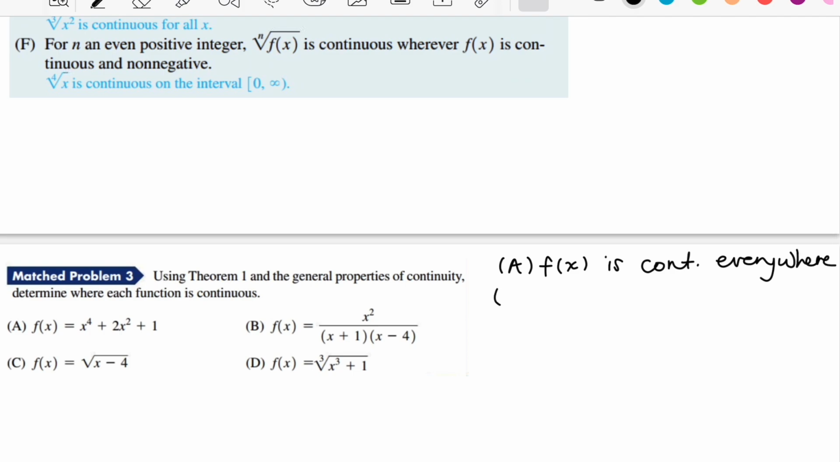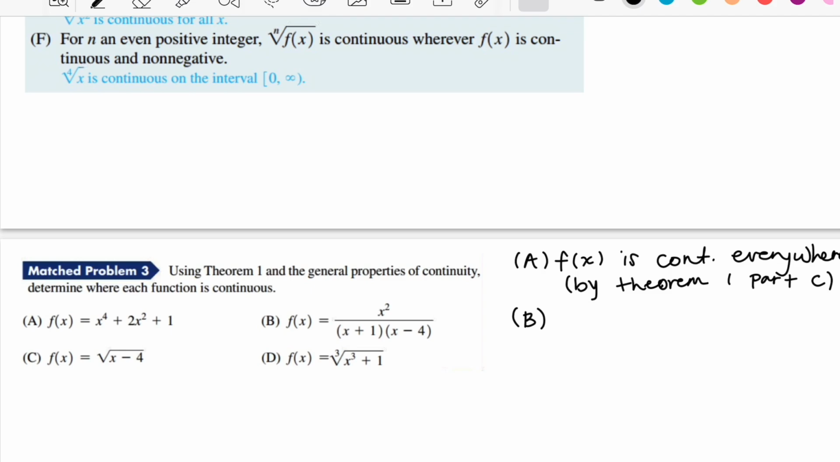All right, so pretty simple. We can just use our theorem. This would be by theorem 1, part C. So this way we don't have to look at the graph or use the definition of continuity and check all three of those conditions.